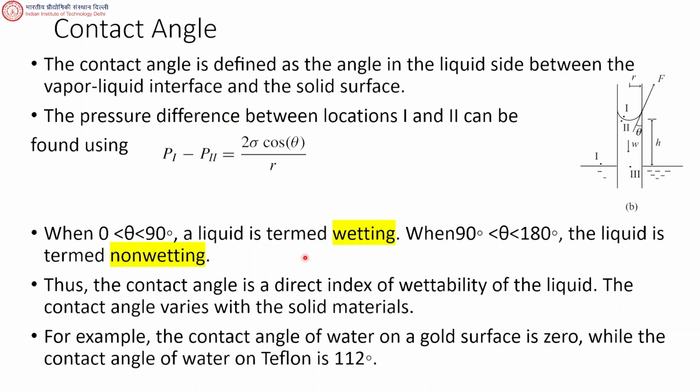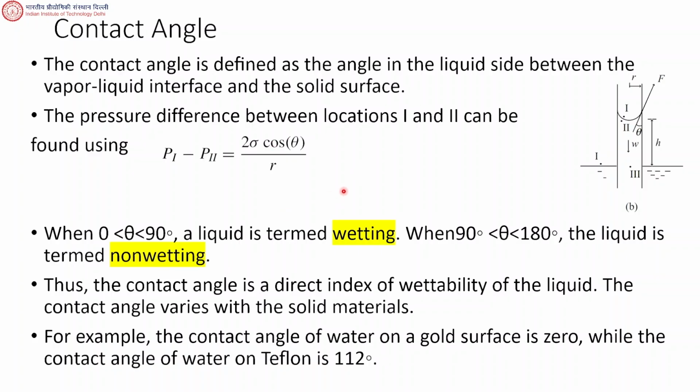And of course, this angle is called the contact angle. The contact angle is important, and this is the angle on the liquid side. This is the angle on the liquid side between the vapor-liquid interface and the solid surface. So the solid surface is this, and the vapor-liquid interface is here. You draw a tangent to the vapor-liquid interface. The tangent makes an angle theta with the solid surface there. So that theta is the contact angle, which you're writing here.